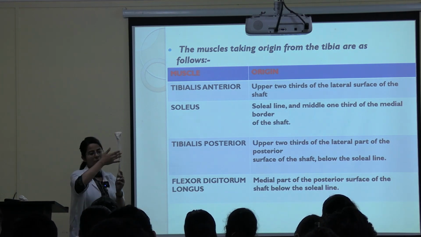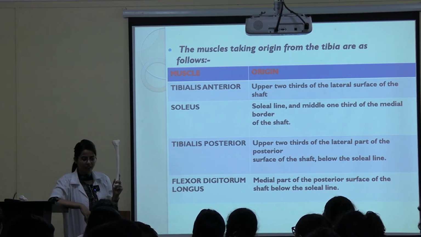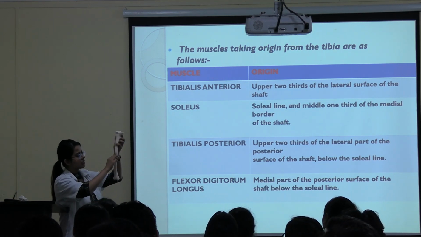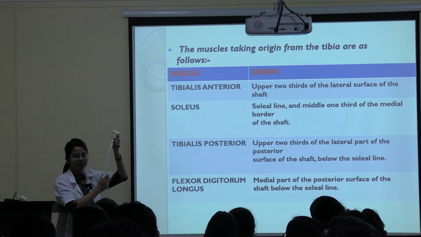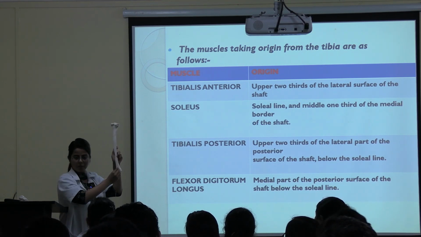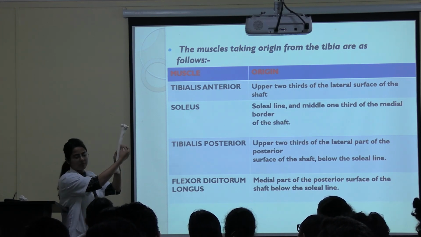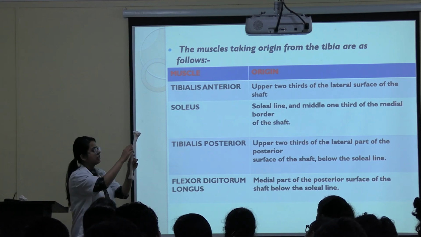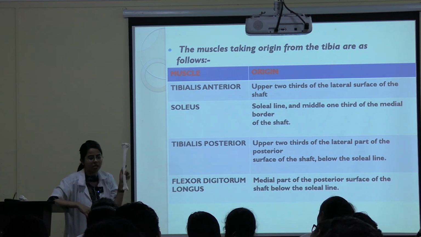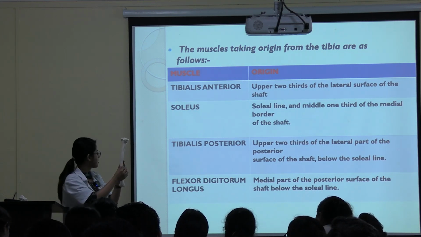Lateral surface, upper 2/3 part, tibialis anterior or posterior, what do you think? Anterior. Okay, anterior. Now I told that in the posterior surface, one faint vertical ridge is dividing it into lateral part and medial part. Soleal line is dividing it into upper part and lower part. This lower part will again be divided by a faint vertical ridge into lateral part and medial part. In the lateral part, below the soleal line will be tibialis posterior muscle. Posterior, okay, and in the medial part will be flexor digitorum longus.